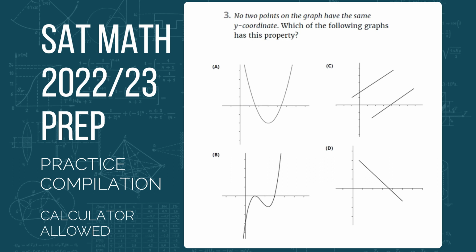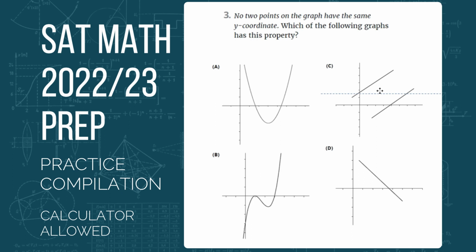No two points on the graph have the same y coordinate. Which of the following graphs has this property? That means if you draw a horizontal line across any one of these graphs, it will cross the graph only once. So let's do the horizontal line test. For the first one, we see across here, it will cut it in two places. This is not the answer.